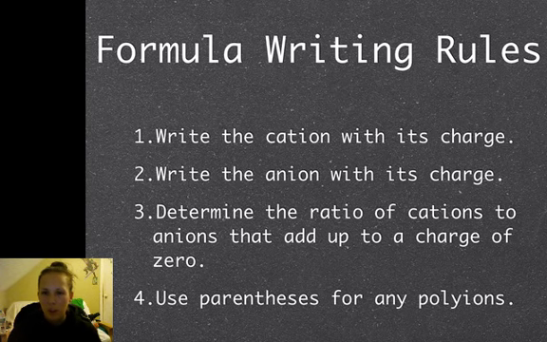Then you determine the ratio of cations to anions that add up to a charge of 0. So an ionic compound is something that forms in a way that the compound will equal 0. It'll be a net of 0. It will be neutral. Okay, so that's what we're going to work on a lot in class after this lecture. Okay, and step 4, use parentheses for any polyions, which are from that table that you guys have to memorize. Hydroxide is one that you don't have to memorize, but it's the OH that we worked with.